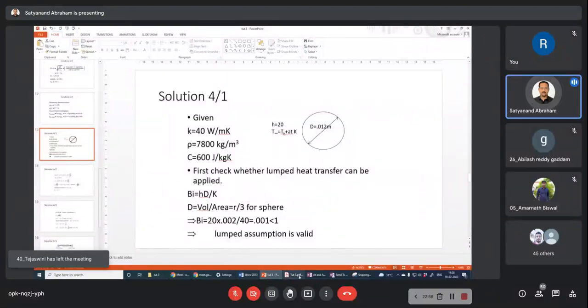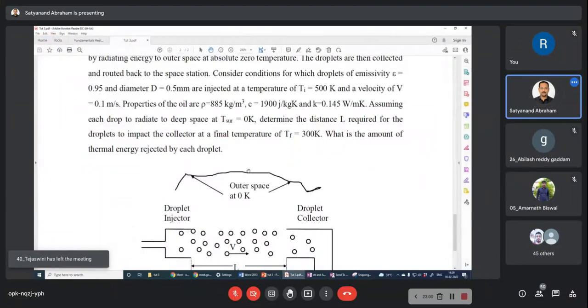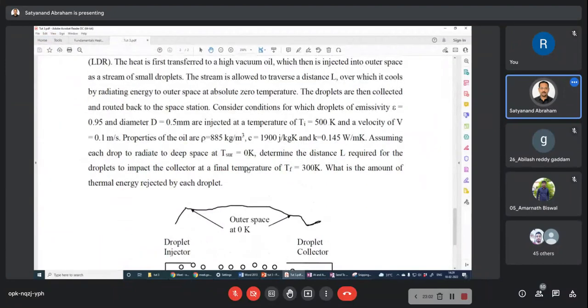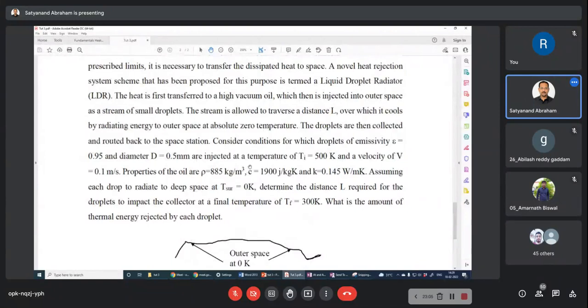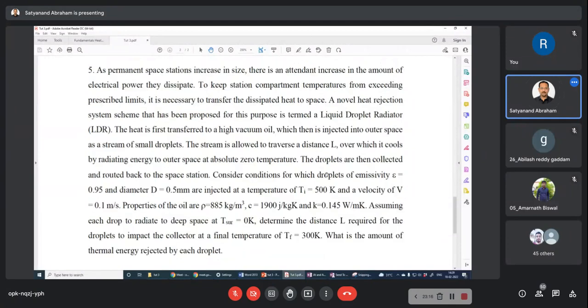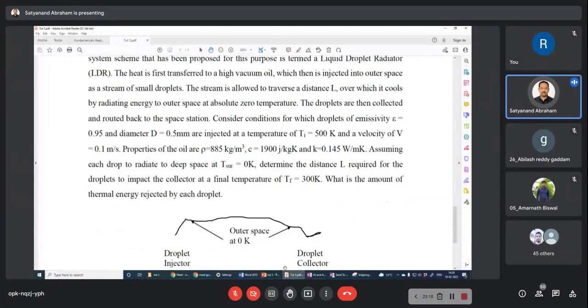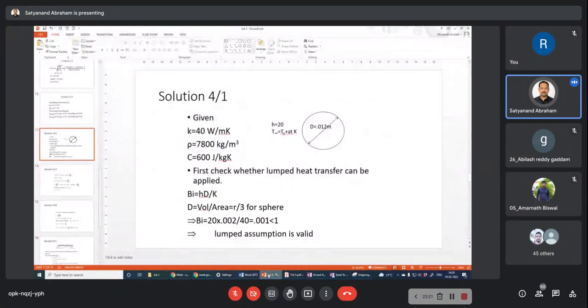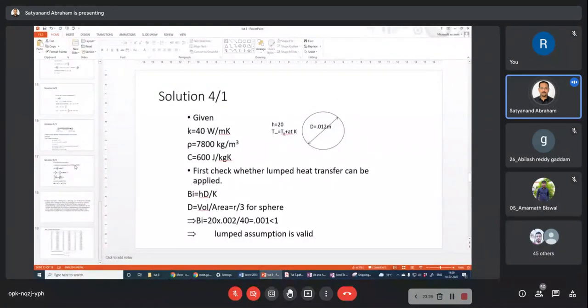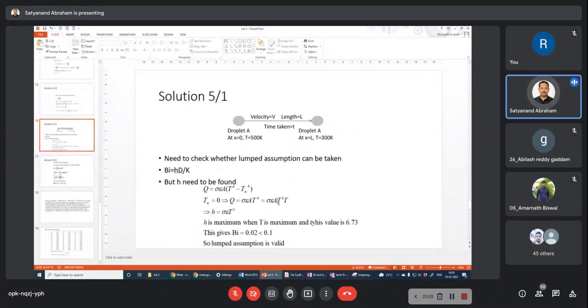So here, it is given. The diameter is given, the conductivity is given. So we need to calculate what the h associated with that is. Okay, so we need to see what the h associated with that is.